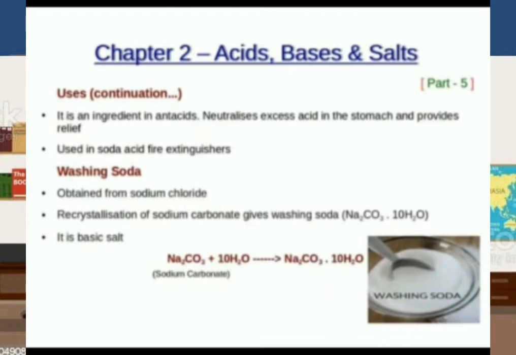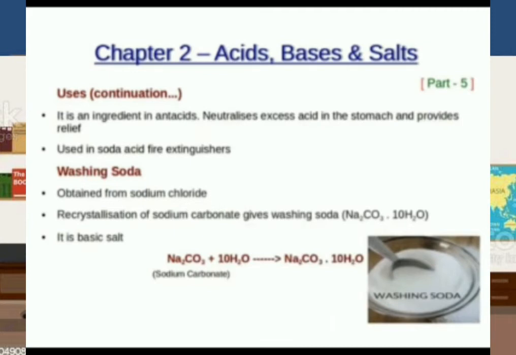And we can use it as an ingredient in antacids. Antacids neutralize excess acid in the stomach and provide relief from stomach problems. And we also use it in soda acid fire extinguishers. We can use it as a fire extinguisher.